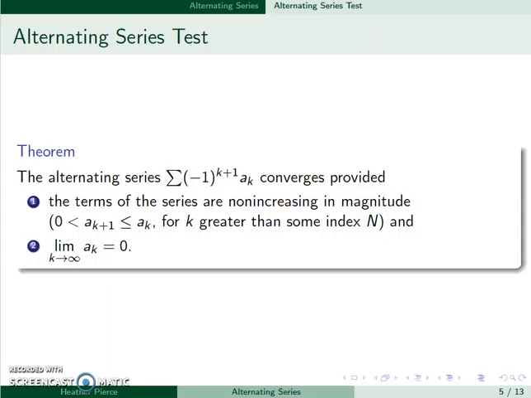So the alternating series test says that if we have an alternating series, it'll converge provided the terms of the series are non-increasing in magnitude. So if I ignore the signs, I always have a sub k plus 1 is less than or equal to a sub k, and the limit as k goes to infinity of a sub k is equal to 0.